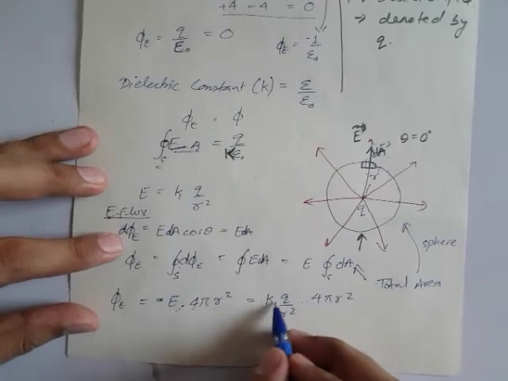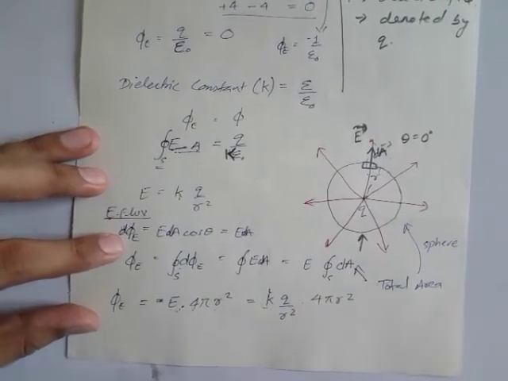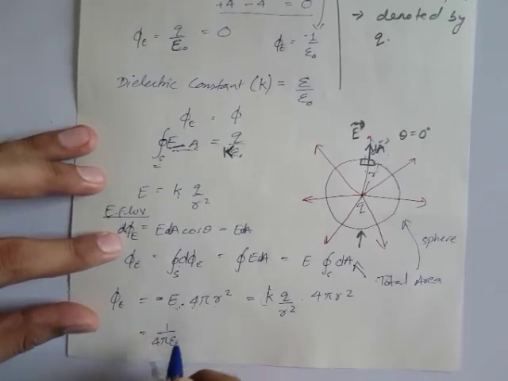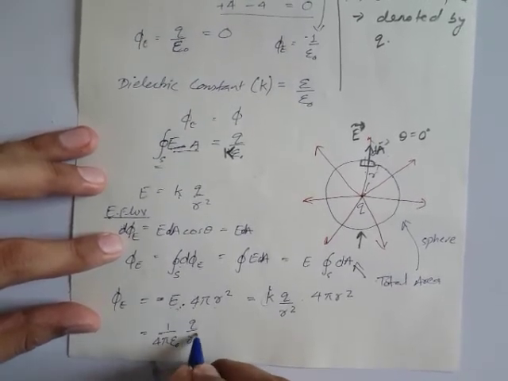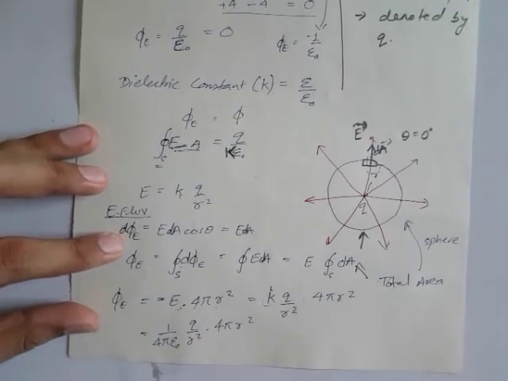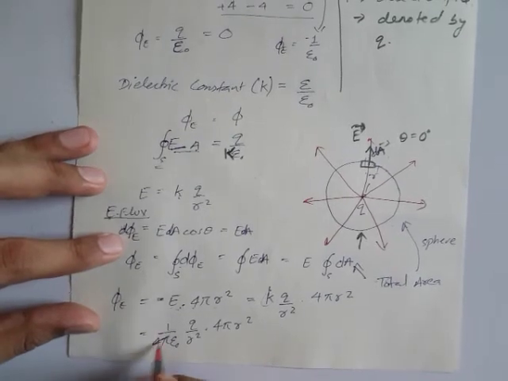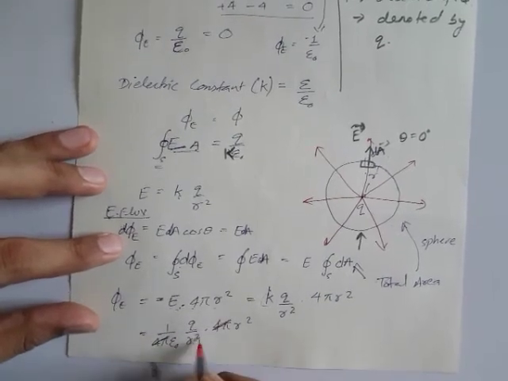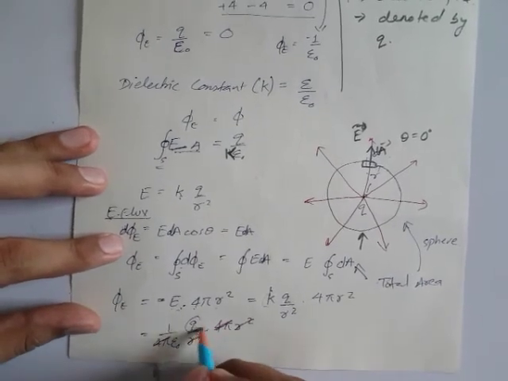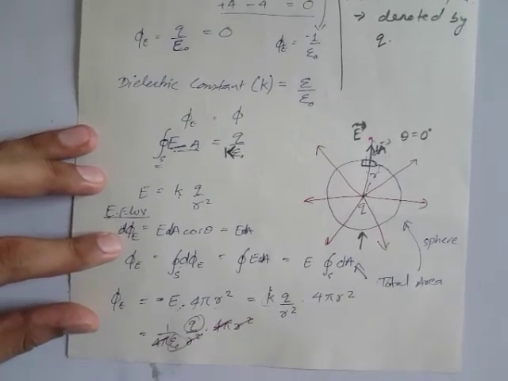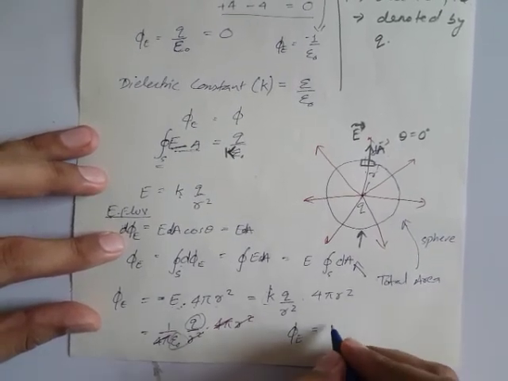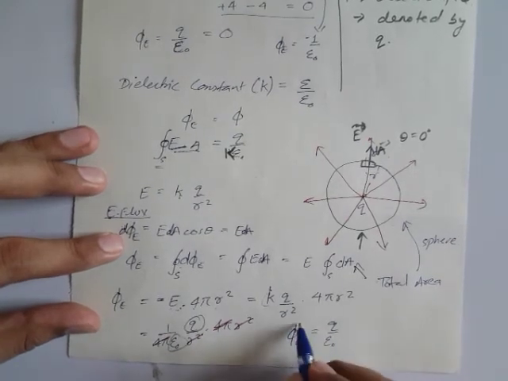Now think of the value of K. What will be the value of K? We'll write over here 1 upon 4 pi epsilon naught, Q upon r square, into 4 pi r square. Now we can strike out this 4 pi, r square, r square. What would be left out? This one remains, this one remains. So we can write over here the Gauss theorem, that is Q upon epsilon naught.